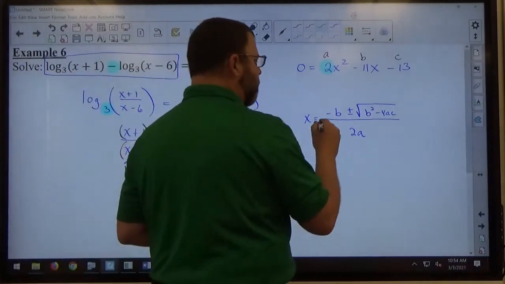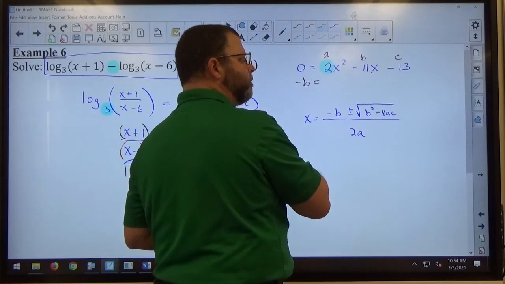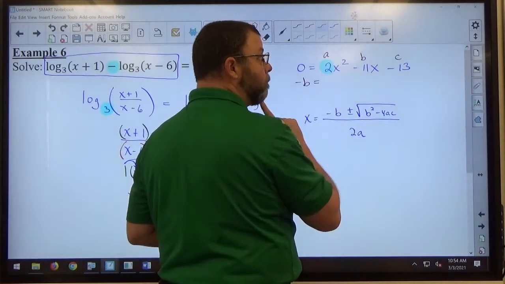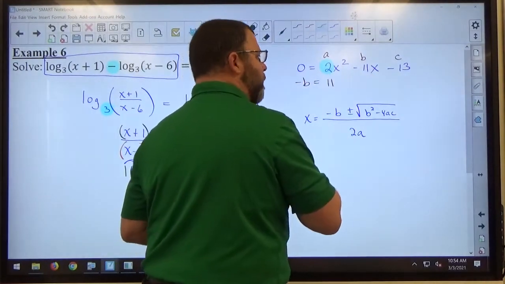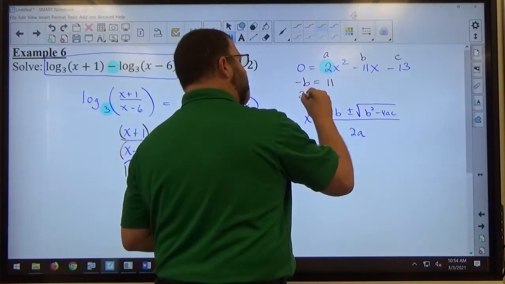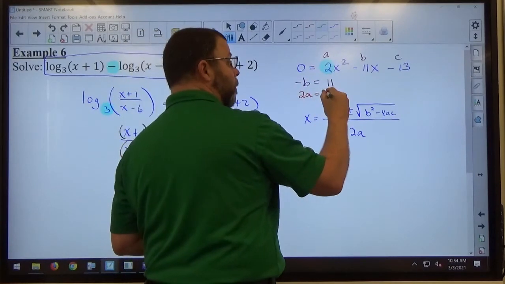The three pieces I have to create down here are, first, minus b. So minus b is going to equal what? Positive 11, right? b is negative 11, so minus b means change the sign of b. 2 times a just means 2 times whatever a is. A happens to equal 2, so 2 times 2 is 4.